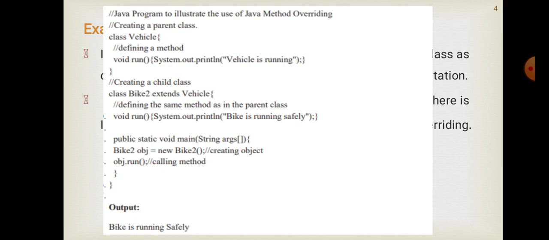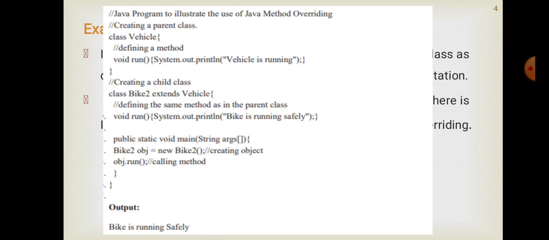Next we are going to see an example for Java method overriding. Here consider a class called vehicle. How will you create a class? The syntax is class space class name. So I am creating a class called vehicle. Then I am going to use a function inside that vehicle, that is run(). Here I am printing that the vehicle is running.